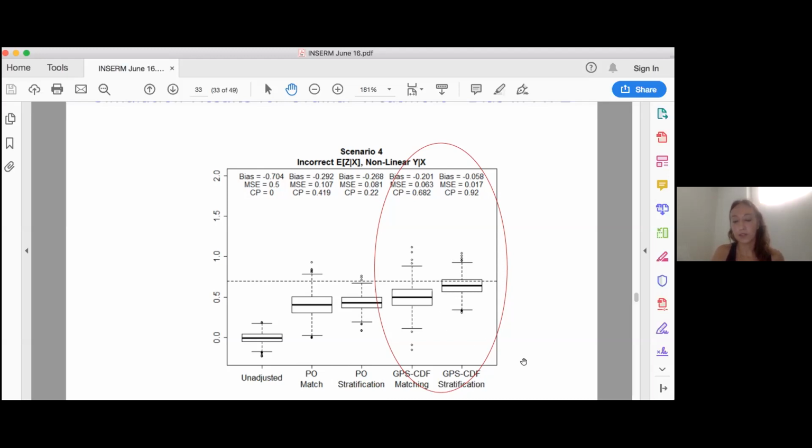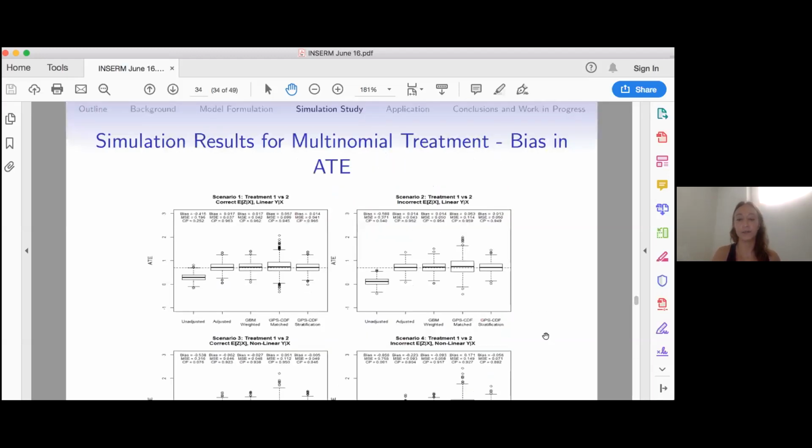So we're happy we did a little better here. We're not surprised matching is not so good. Matching has issues. I can get into that in a second.